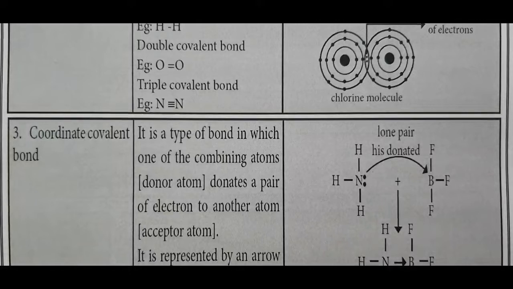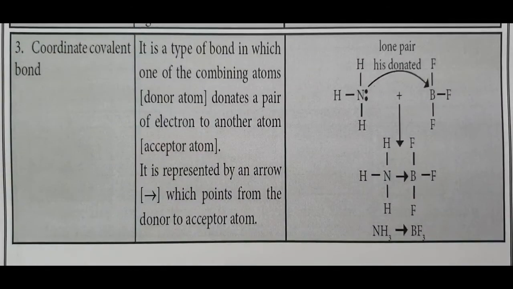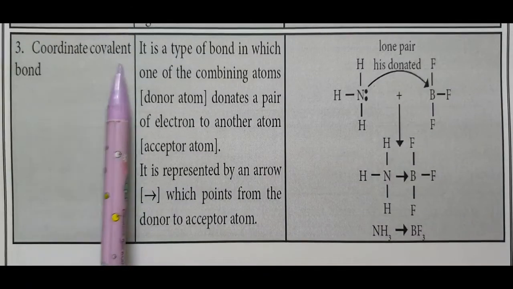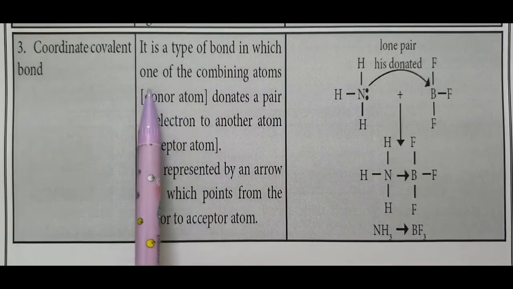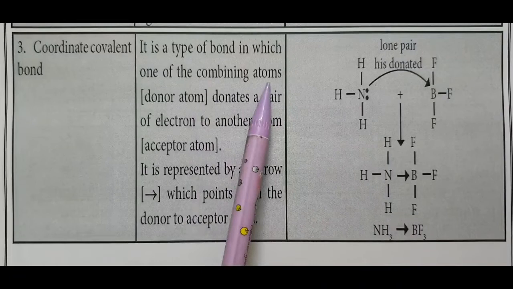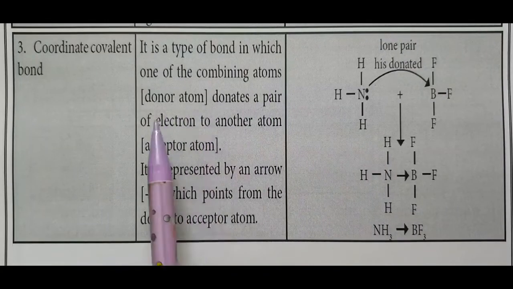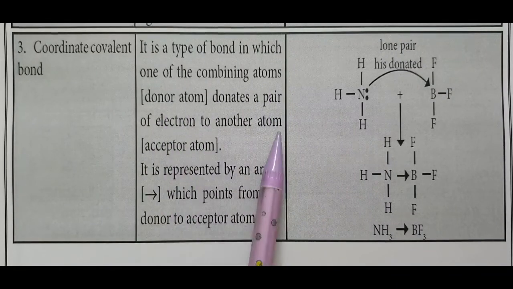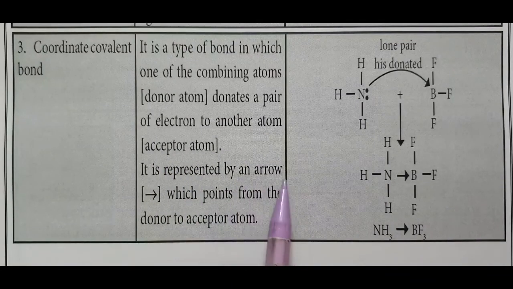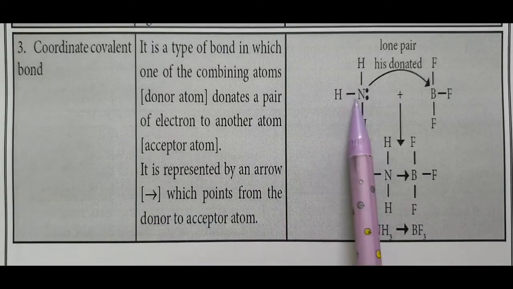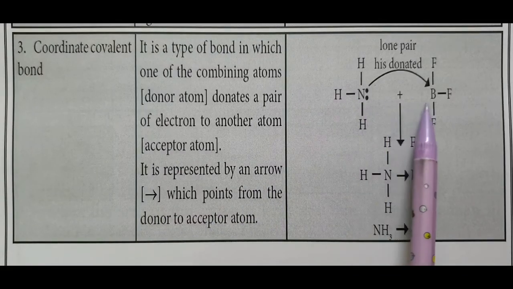Come to the third type of bond, coordinate covalent bond. It is a type of bond in which one of the combining atoms, that means the donor atom, donates a pair of electrons to another atom, the acceptor atom. It is represented by an arrow which points from the donor to the acceptor. Here nitrogen has an excess pair of electrons.